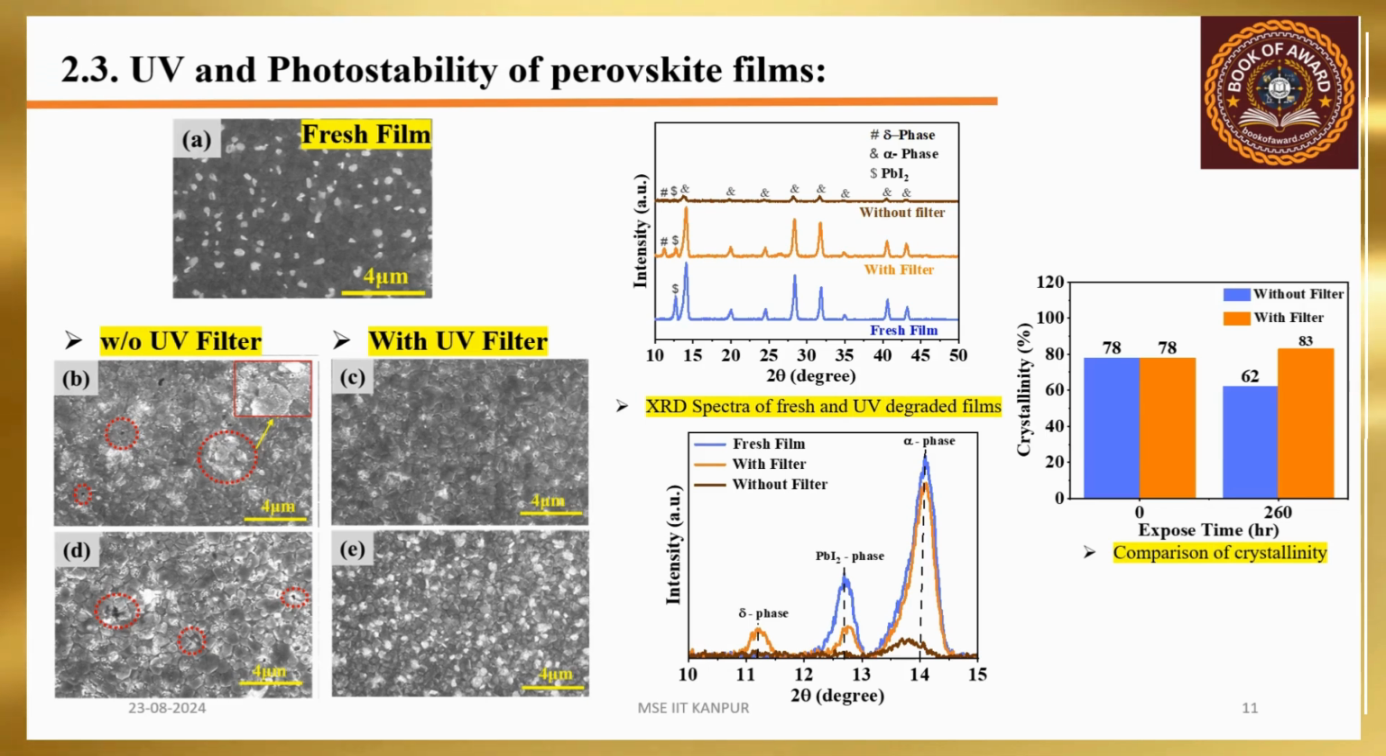This is the graph of the region of crystallinity of fresh film and with and without UV filter. Means this graph shows the comparison of crystallinity of fresh triple cation perovskite films and UV degraded triple cation perovskite films. Without filter, we observe that crystallinity of the perovskite film reduced from 78 to 62, but with filters it almost remains the same.